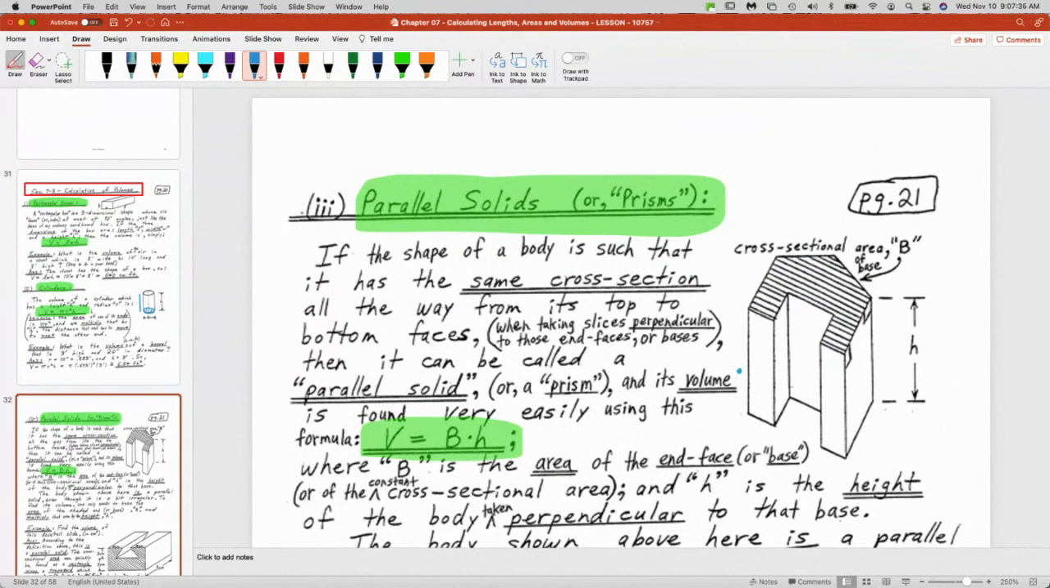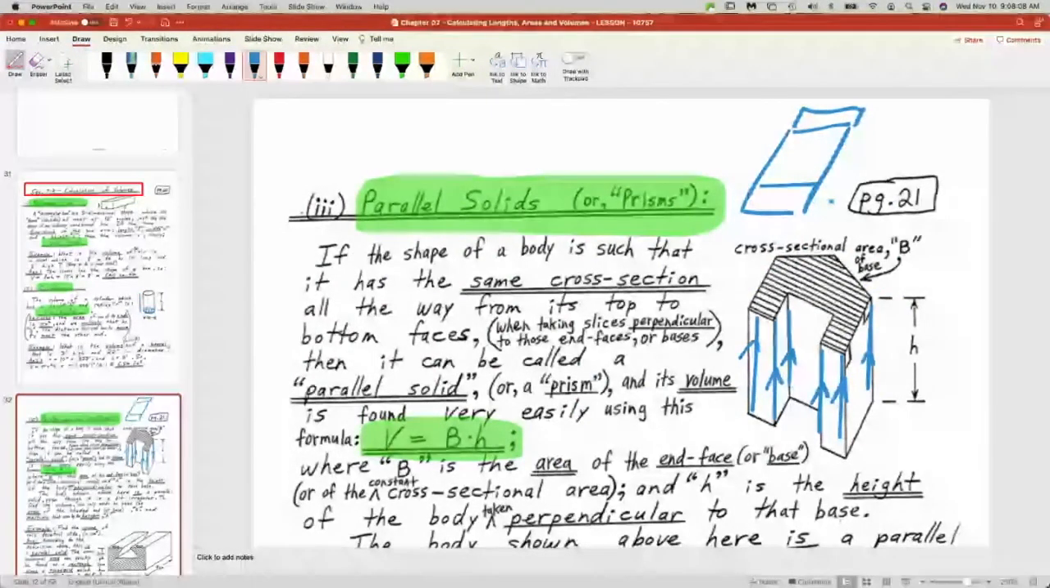Another way to say it is that these lines here that extend to form the third dimension, those lines are all parallel. That's why it's called a parallel solid, because to extend it to 3D, it's done through parallel lines. This solid can be vertical, like right angled. See here, there's a right angle tucked in here. So it can be like that. It could also be slanted. You could have a slanted parallel solid.